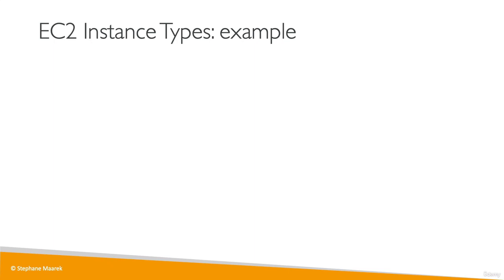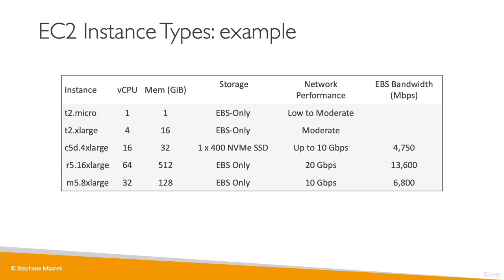So what does it mean? Let's compare a few instance types. For example, the T2 micro has one vCPU and one gigabyte of memory. The R5.16xlarge has 16 vCPU and 512 gigabytes of memory, so there's a lot more emphasis on memory. If we compare it to a C5d.4xlarge, we have 16 vCPU and 32 gigabytes of memory, so less memory, more CPU, and also different network performance, different EBS bandwidth, and so on. This is just to give you a point of comparison.